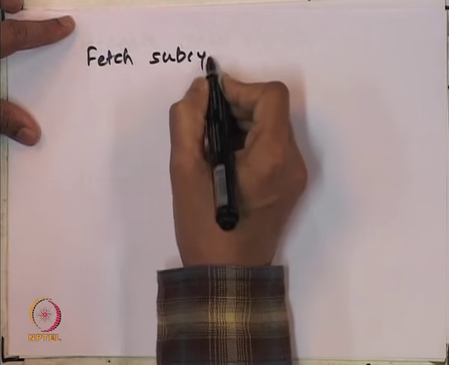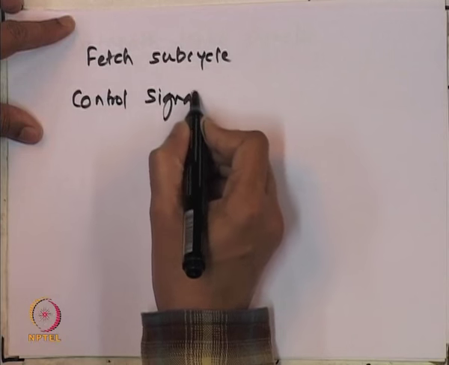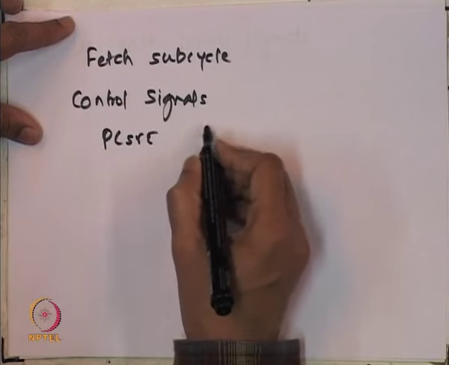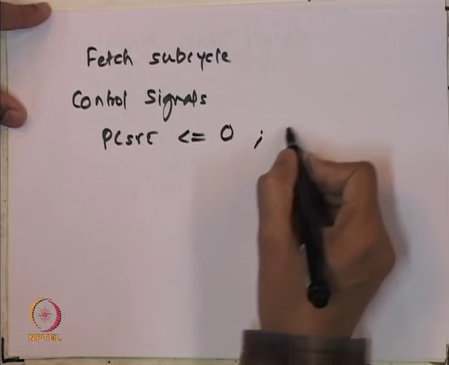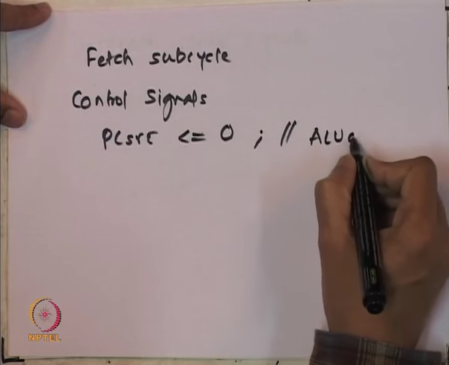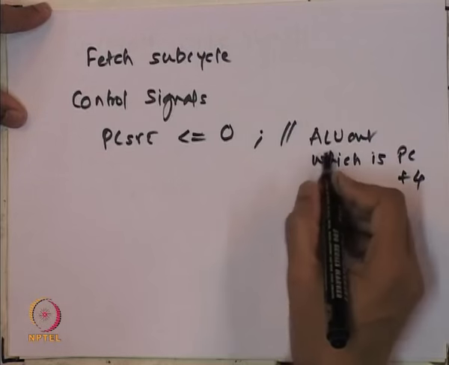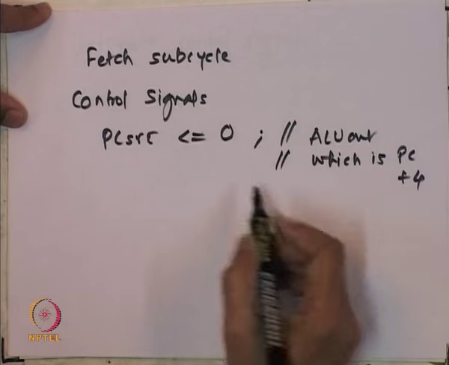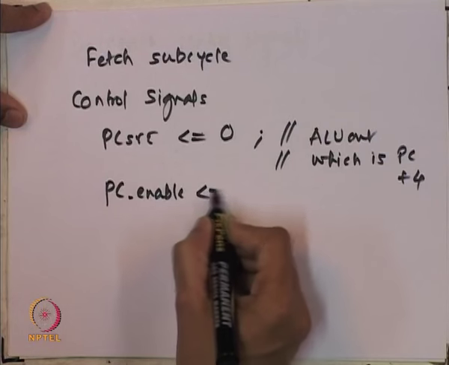So inside the fetch subcycle, we'll just document, or make a note of, where one was PCSrc. PCSrc would be set to the value 0. The comment is that ALU out, which is PC plus 4, is to be brought in at the input of the program counter to be loaded into it. And we use the enable signal called PC enable, the program counter enable, and we assert it.